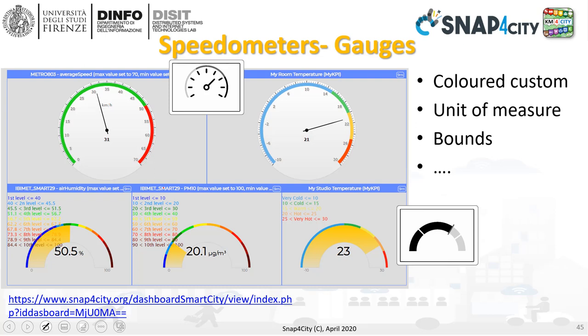You can have speedometers and gauges. Speedometers are this one. You can define colors for each position of the trend. You can define mean, minimum, and max. You can define the position of each single change of color in terms of thresholds and so on. So that part is very flexible, and you can do it.